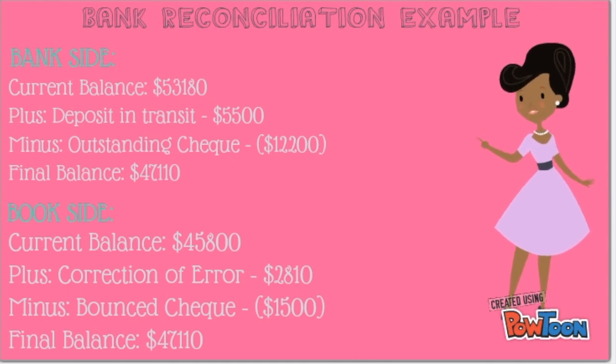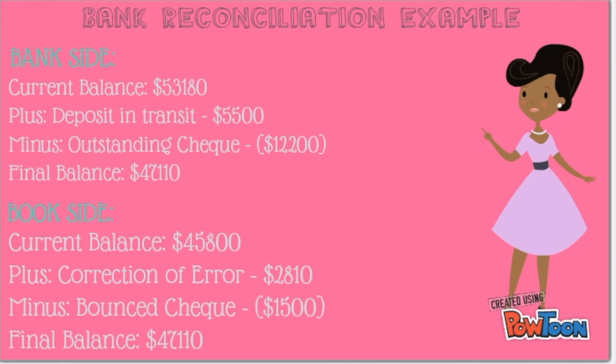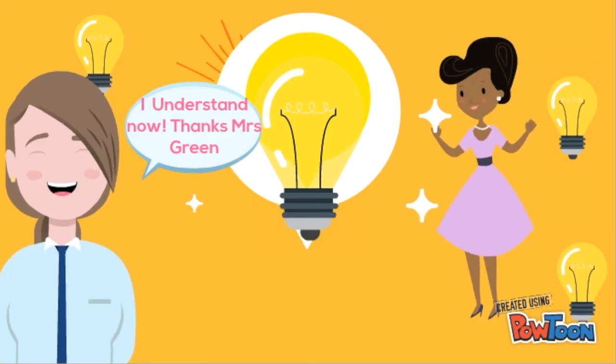Similarly, all the transactions on the books but not on the bank statement should be adjusted on the bank side, also forming a new final balance. If done correctly, these balances should be equal like shown below.